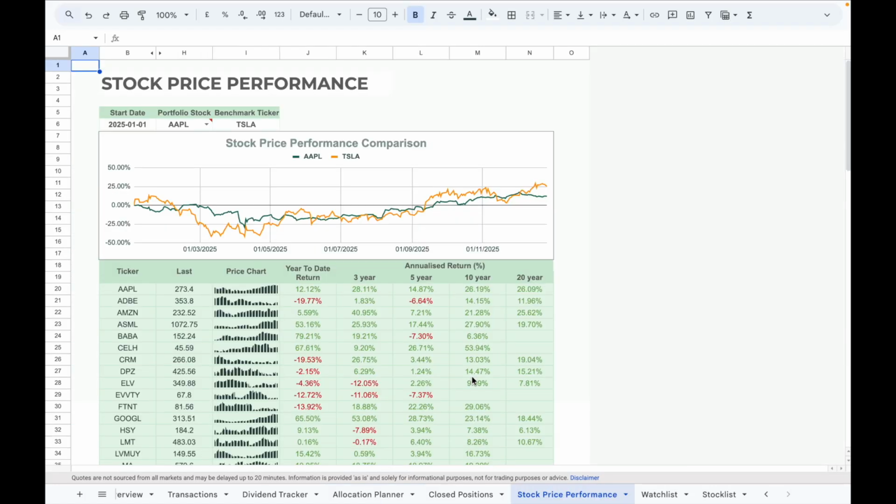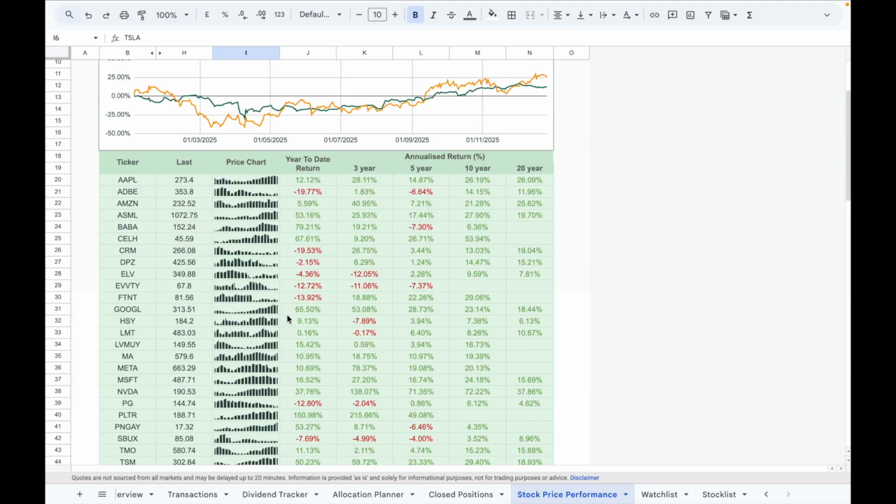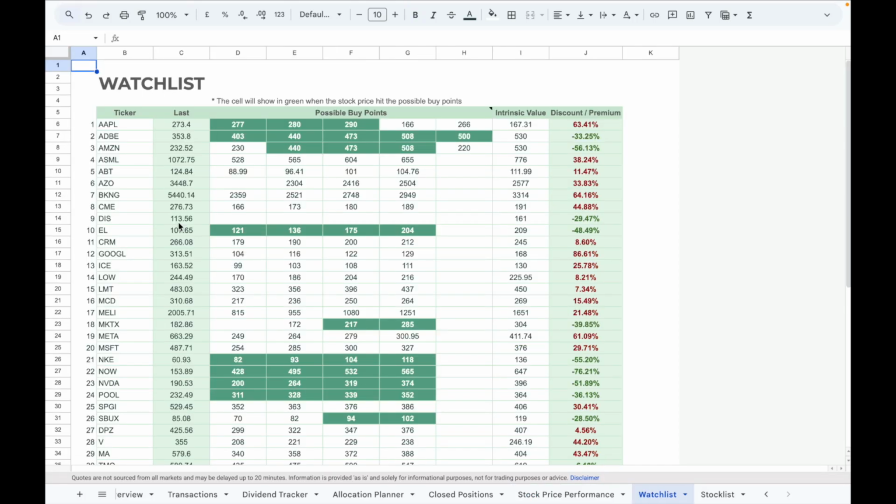The Stock Price Performance tab allows you to compare the performance of a stock in your portfolio with another stock. Simply enter a start date, select your portfolio stock from the drop-down list, and enter a comparison stock ticker. The table below lists all portfolio stocks along with their year-to-date returns and annualized return percentages, helping you identify long-term top performers.